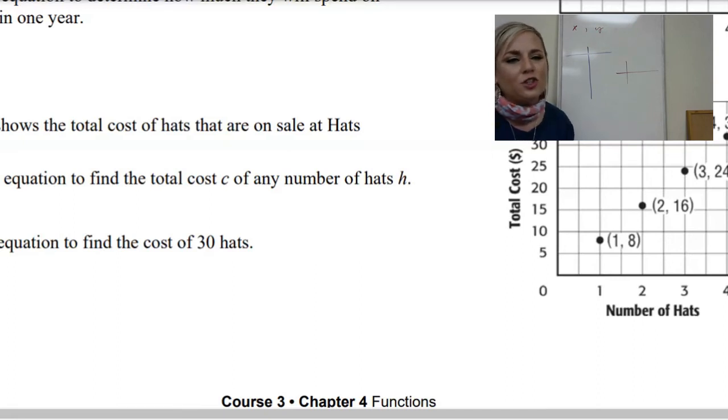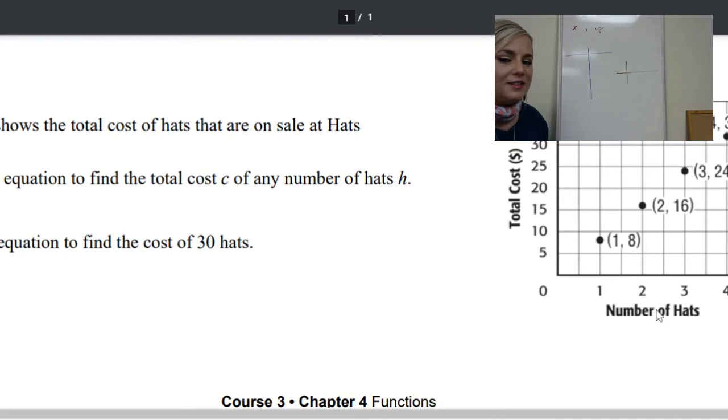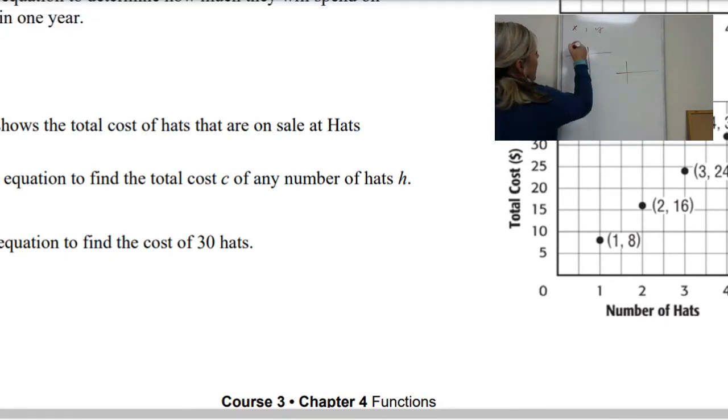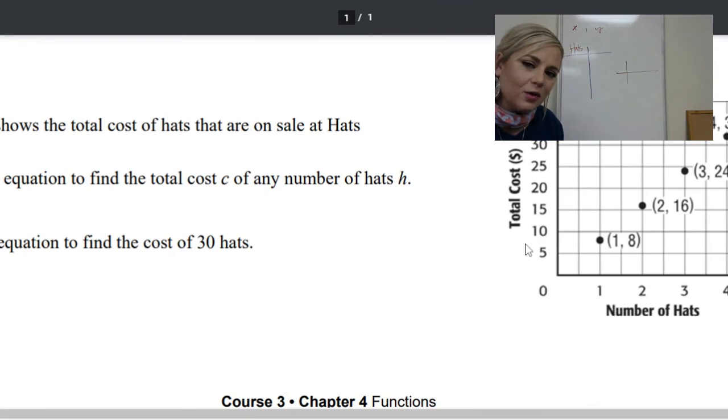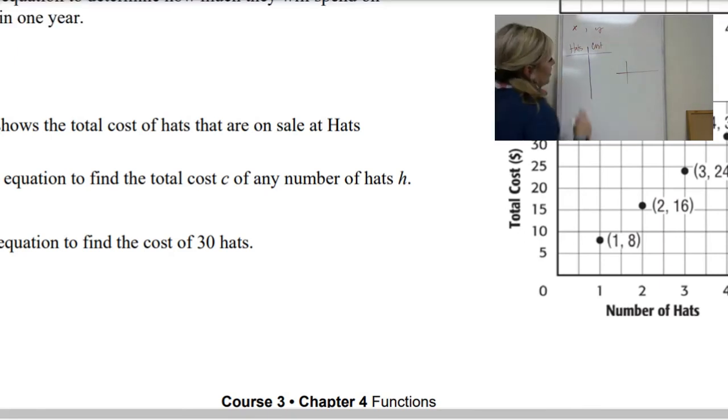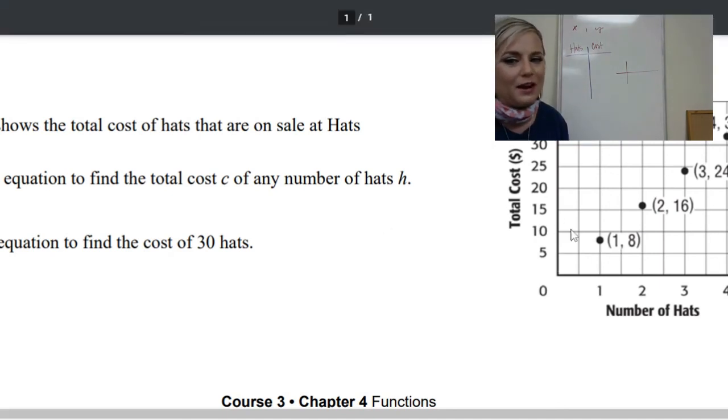Okay, so it says the graph shows the total cost of hats that are on sale at Hats Bonanza. And I can see right here my X's are number of hats. It's down here, and I apologize I didn't bring that up last example. So hats, that's my X's. And then on my Y-axis, it says total cost. So I'm going to do cost. All right, so total cost. All right, now I'm going to go ahead and fill this in because I know I have to use it. So 1 hat costs about $8.